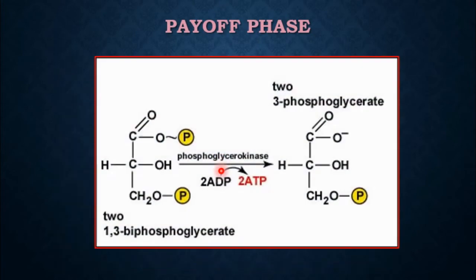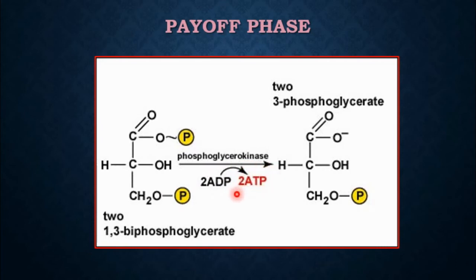The next step, that is the 7th step, is the conversion of 1,3 bisphosphoglycerate to 3-phosphoglycerate. This is carried out by the enzyme phosphoglycerokinase. Children, here you have to see the inorganic phosphate that got added earlier is now given to the ADP and getting it converted to ATP.